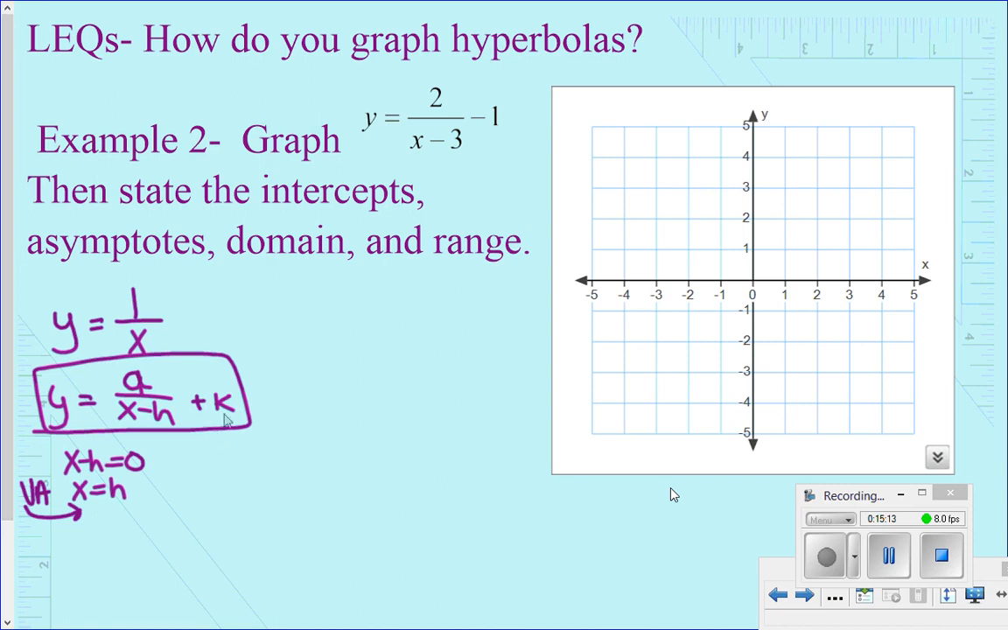And because plus k is our up or down shift, and that number on the end affects, again, whether the graph has been shifted up or down, that also is going to affect the horizontal asymptote, because that horizontal asymptote is going to shift up or down. So the horizontal asymptote, remember we said the most basic one was y equals 0. Well, if it's been shifted up k units, that's going to take me to y equals k rather than y equals 0. So that's our horizontal asymptote, is y equals k.